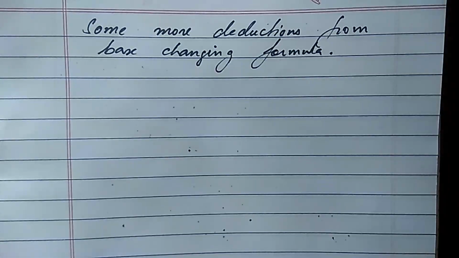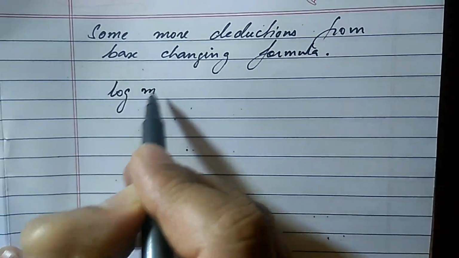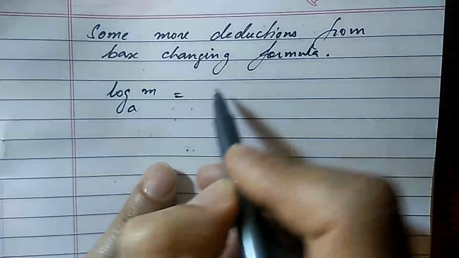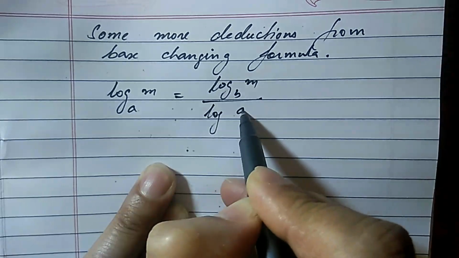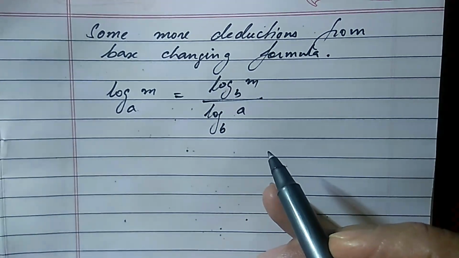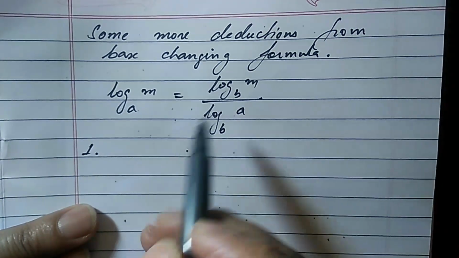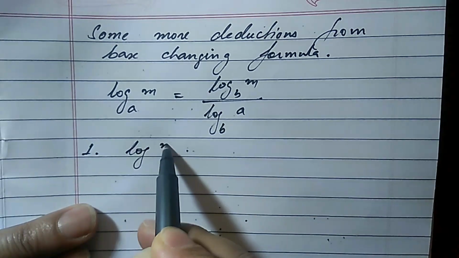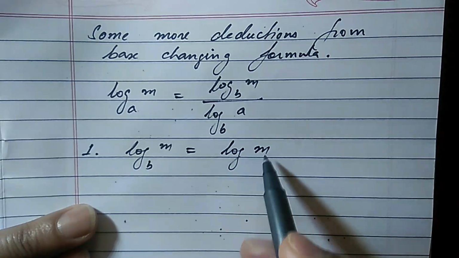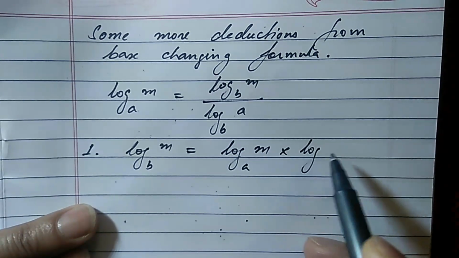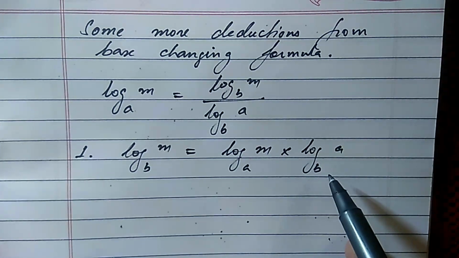Let's look at some more deductions from the base changing formula. What is our base changing formula? If you have log of m with base a, it can be written as log of m with base b divided by log of a with base b. Now if I cross multiply, then I'll get one of the deductions. I can write log of m with base a into log of a with base b is equal to log of m with base b. So this is one of the deductions.